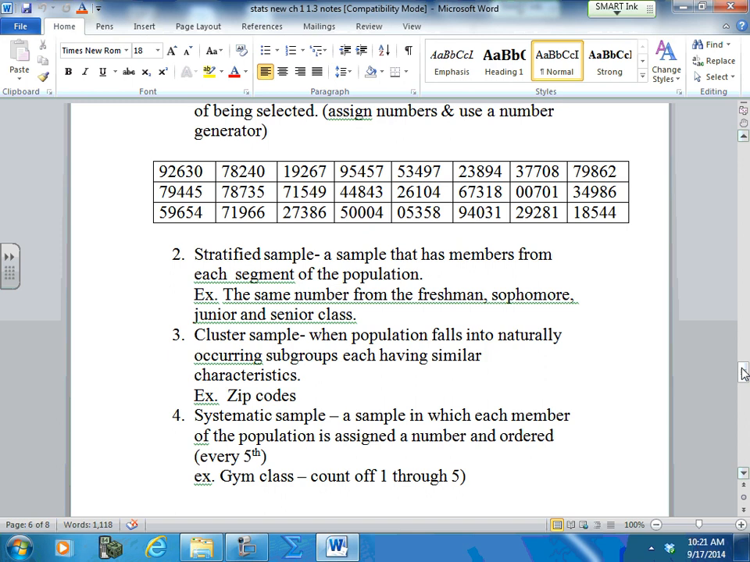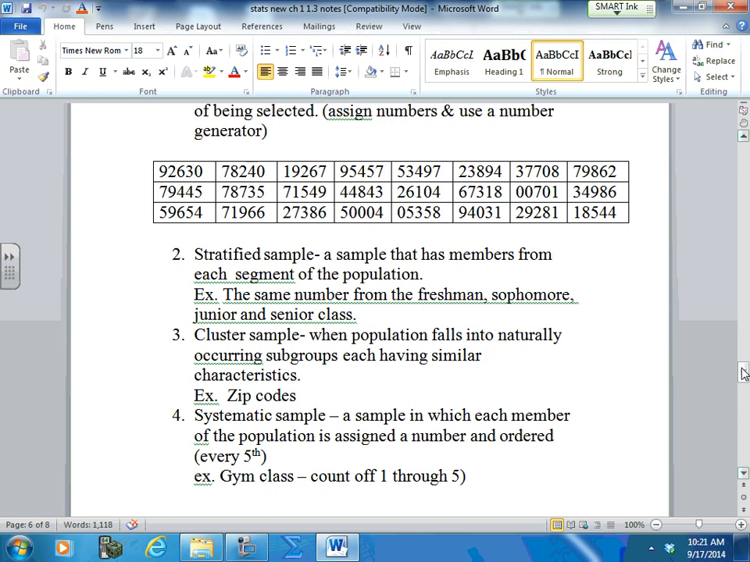Systematic, we talked about systematic, that was like your gym class. You want to make a basketball team for your gym class. You don't want all your basketball players to pick each other, so you have them line up and you count off 1, 2, 3, 4, 1, 2, 3, 4, 1, 2, 3, 4. All the ones here, all the twos, all the threes, all the fours. Systematic. I like this because it was a nice visual to show you that.